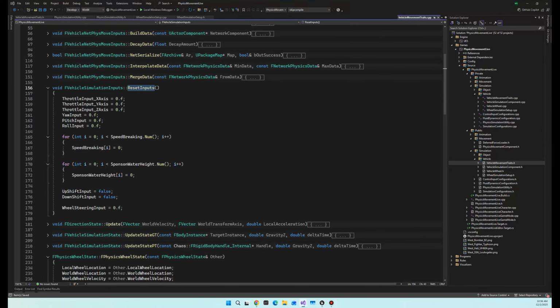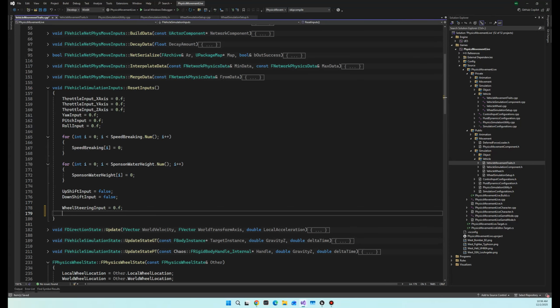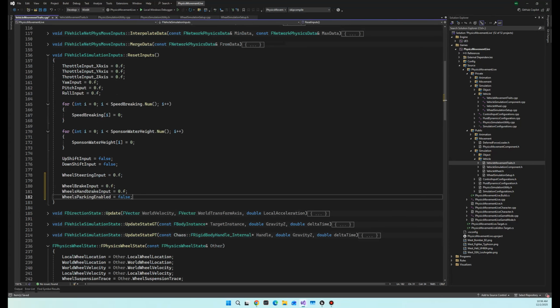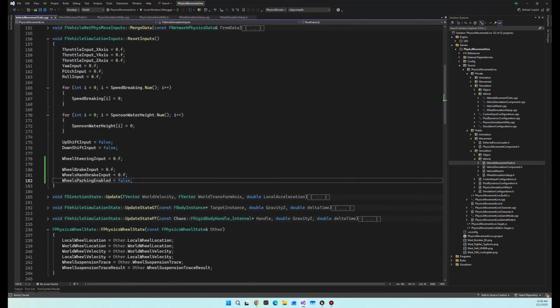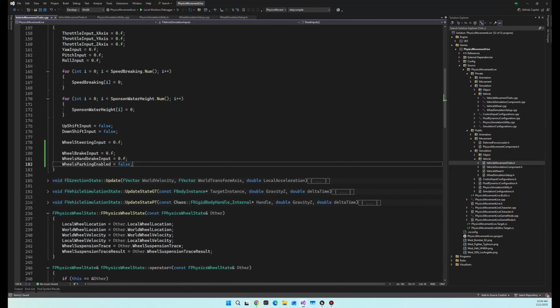So let's see. I need these three. Just going to add them there. So again, if I reset, set it to 0, set it to 0, and set parking enabled to false. If you want by default parking enabled equals true, you can just set that to true, and that's how that would work. But then also if you reset it and it's set to true, the simulation will put all the brakes on, and then you'd have to take the parking brake off. Again, up to you on how you want to set things up.